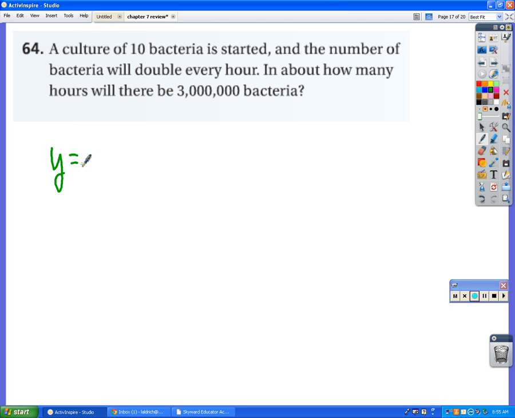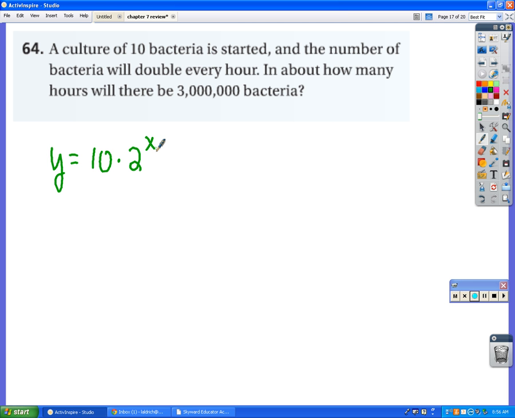Okay, so this says a culture of 10 bacteria started. So I'm going to go y equals 10 times the number of bacteria will double every hour, so 2 to the x. If it was every 5 hours, I would have to go x over 5. If it was every 12 hours, I'd have to go x over 12. But since it says every hour, I'm just leaving that as x. Okay, so that's my equation for that.